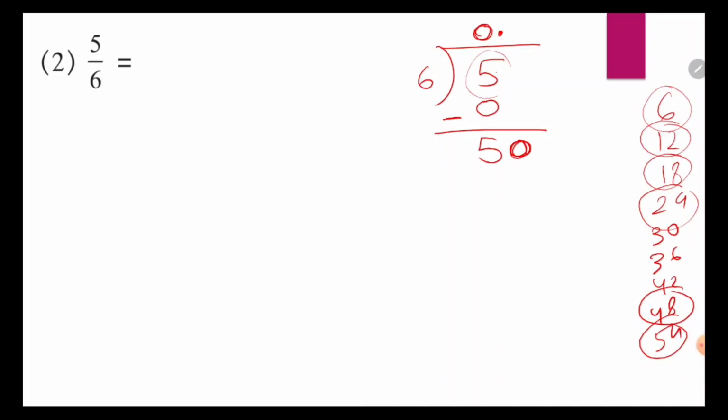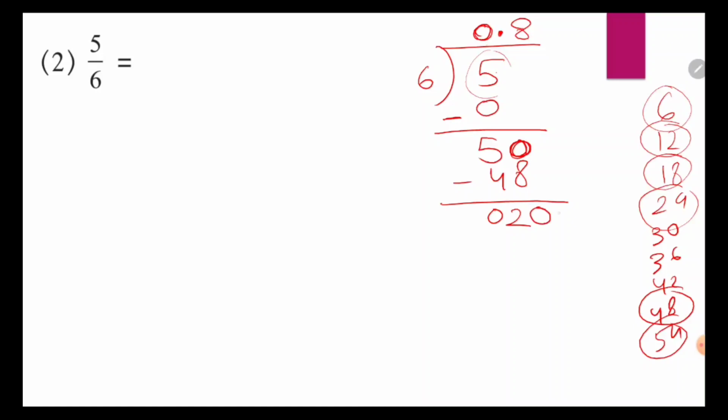So I'll be taking what? 48. How much are 6, 8 are? 6 8 are 48. So I'll be subtracting 50 from 48. Now the answer will be 2. So I'll be putting a 0 again over here.